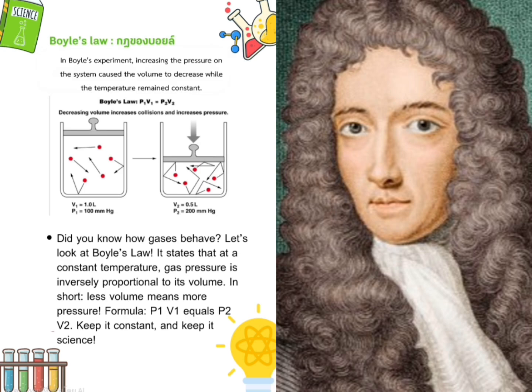It states that at a constant temperature, gas pressure is inversely proportional to its volume. In short, less volume means more pressure. Formula: P1V1 equals P2V2. Keep it constant and keep it science.